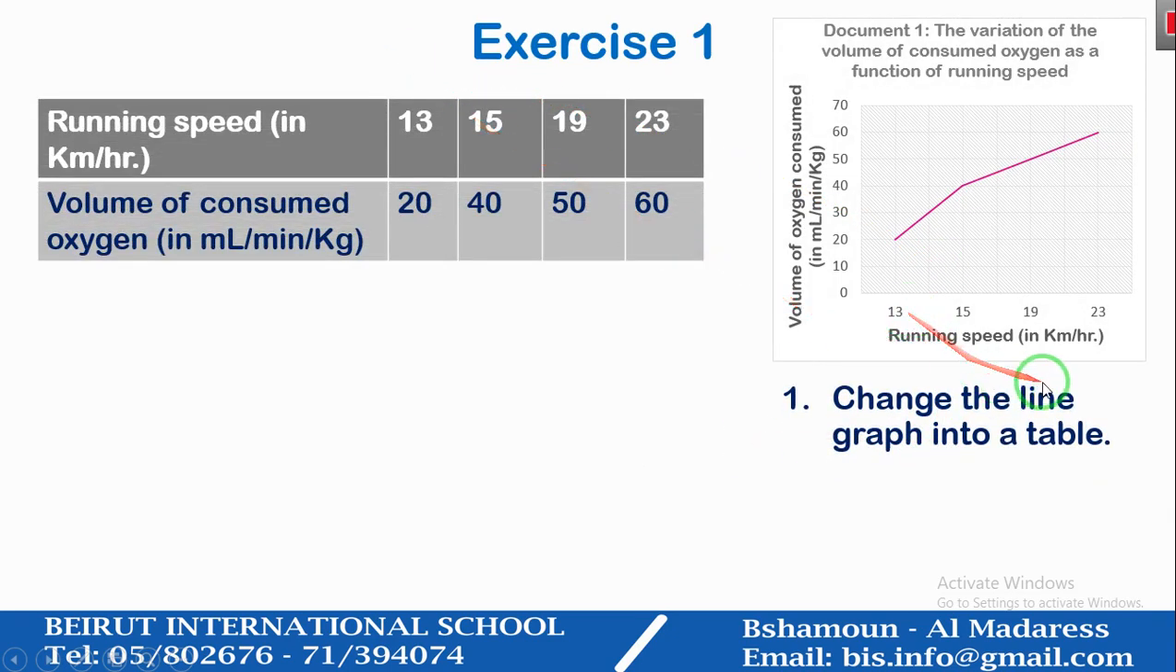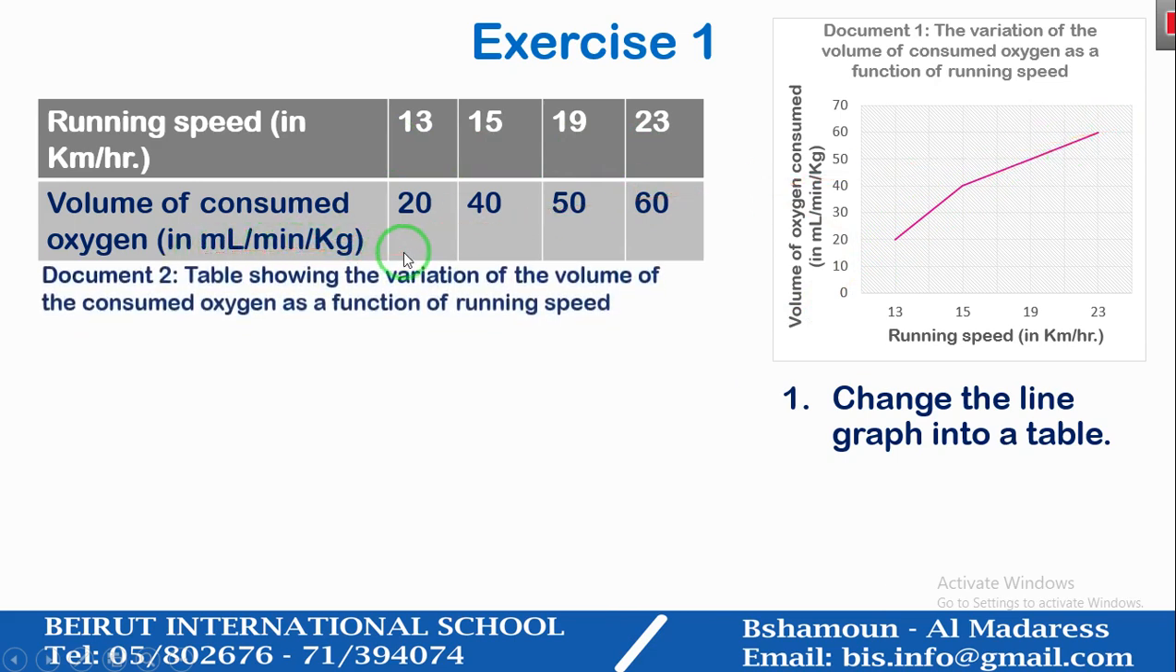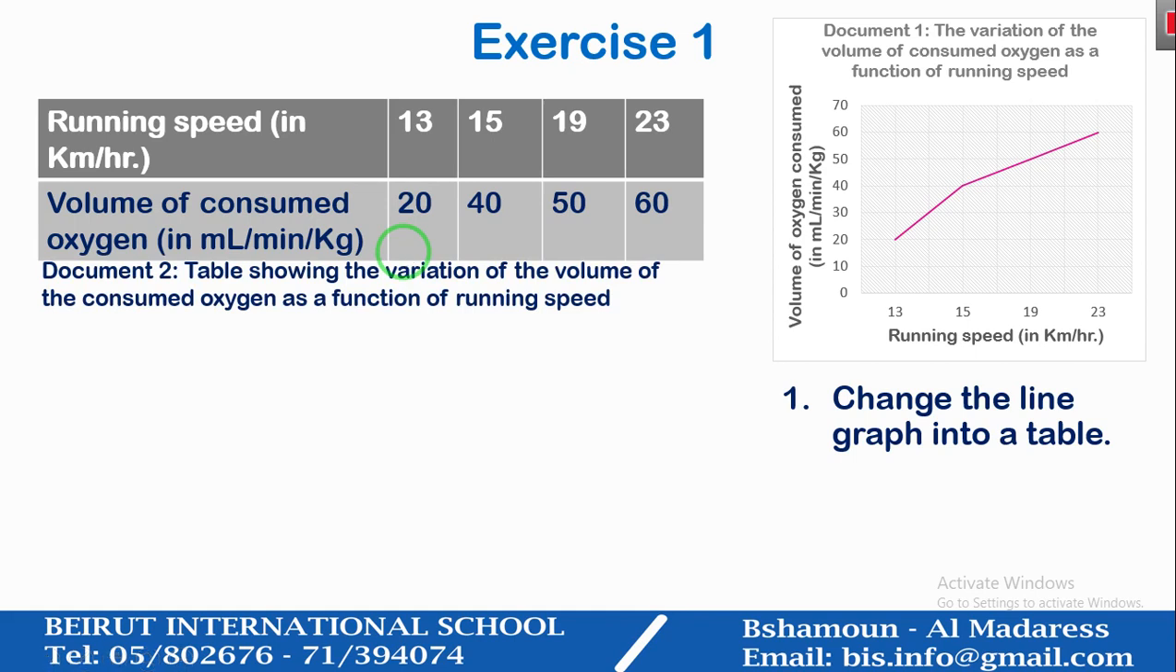So the running speed is going to be on the first row and the volume of oxygen is going to be on the second row. So we have 13, 15, 19, and 23 kilometers per hour, and respectively we have 20, 40, 50, and 60 milliliters per minute per kilogram. And of course, we are having a title for the table that we drew. Table showing the variation of the volume of the consumed oxygen as a function of running speed.